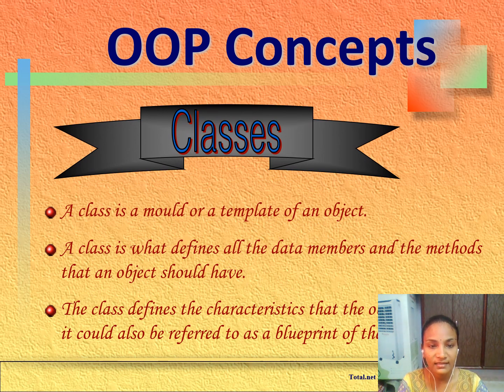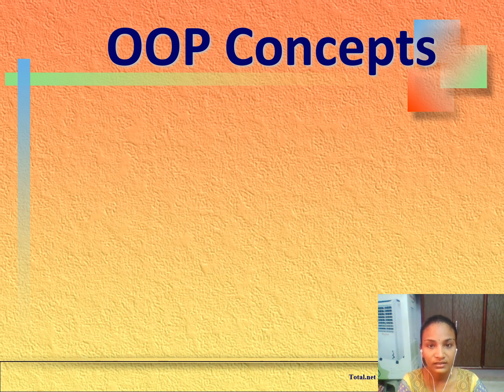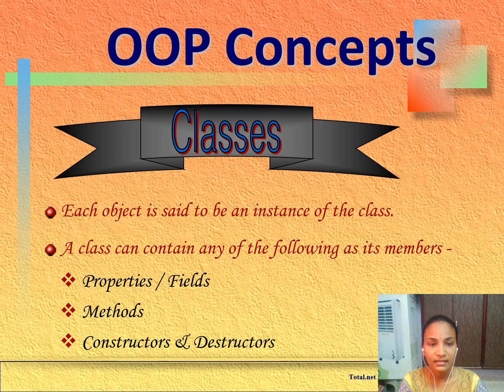Next one is classes. A class is a mold or a template of an object. A class is what defines all the data members and the methods that an object should have. The class defines the characteristics that the object will possess. It could also be referred to as the blueprint of the object. Each object is said to be an instance of the class. A class can contain any of the following as its members: properties or fields, methods, constructors or destructors.